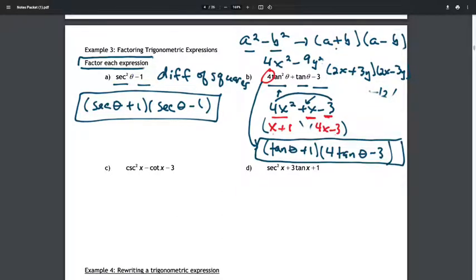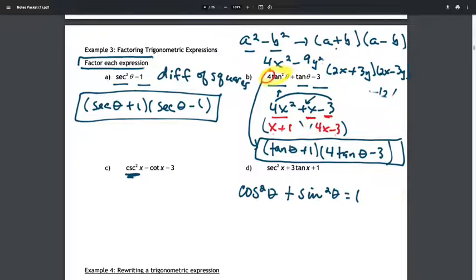Okay, the next two are a little trickier. The one we just did had tangent and tangent, the same trig function. Over here, we don't have the same trig function, so we've got a problem. We're going to have to do a little bit more work. What I do know is that one is squared, which means I'm going to be thinking about my Pythagorean identity.